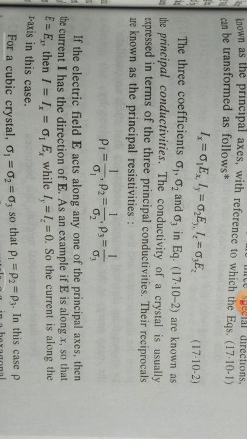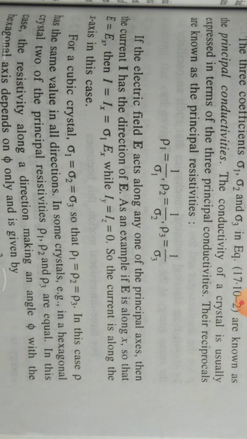The conductivity of a crystal is usually expressed in terms of the 3 principal conductivities. Their reciprocals are known as the principal resistivities. Rho 1 is equal to 1 by sigma 1, rho 2 is equal to 1 by sigma 2, rho 3 is equal to 1 by sigma 3.